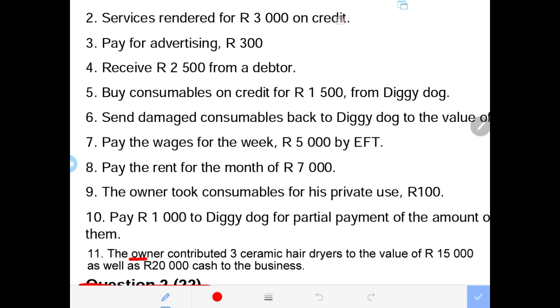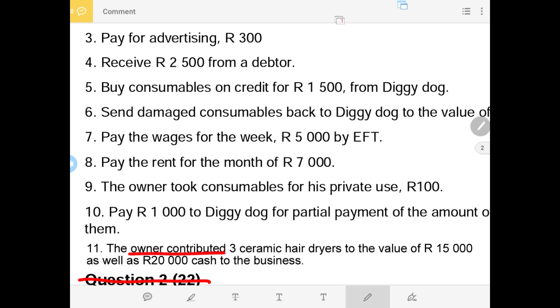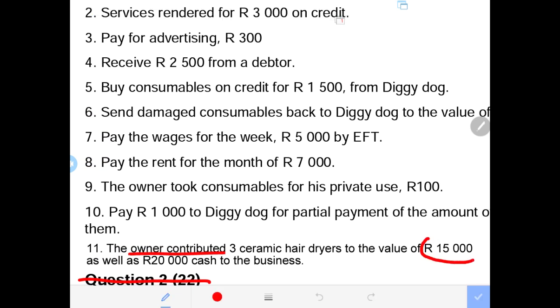Now let us read this one from where I've pasted. It says the owner contributed 3 ceramic hair dryers to the value of 15,000 rands. It did not say each. Take note of that. It did not say 15,000 rand each. That means the 15,000 rands is for all of them. If we don't say each, then it's for all of them. So the 15,000 is for all three, which means each ceramic hair dryer must have a value of 5,000 rands.